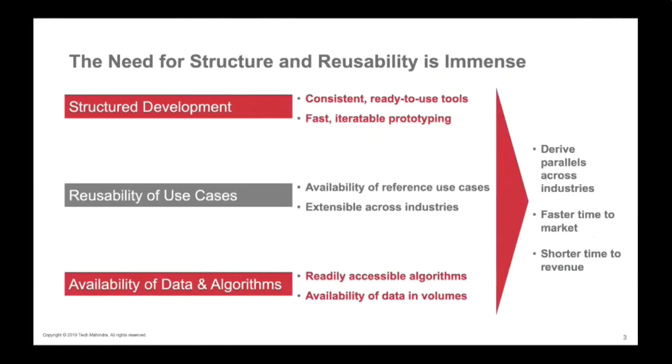On that note, the need for structure and reusability is immense. I've broken this up into basically 3 categories. The first is development. The second is reusability of the use cases, because many of them will map across industries. And a third is the availability of data and algorithms, which is not to be underestimated. You very often find that certain industries are leading. Whatever they do, if other industries have access to those technologies, it'll speed up development in those industries too.